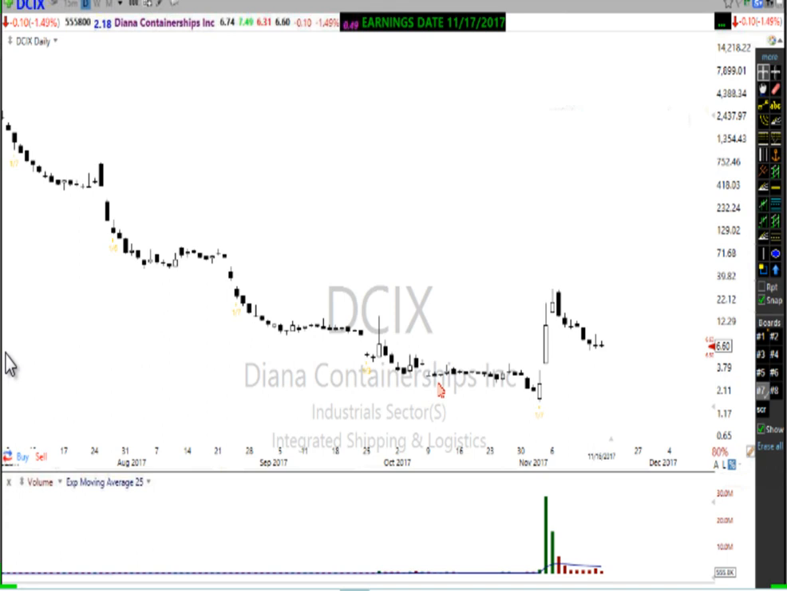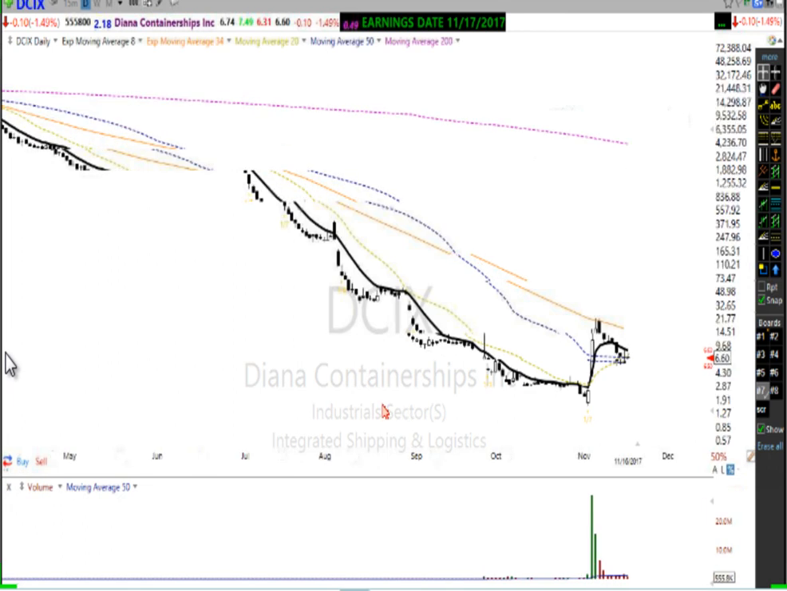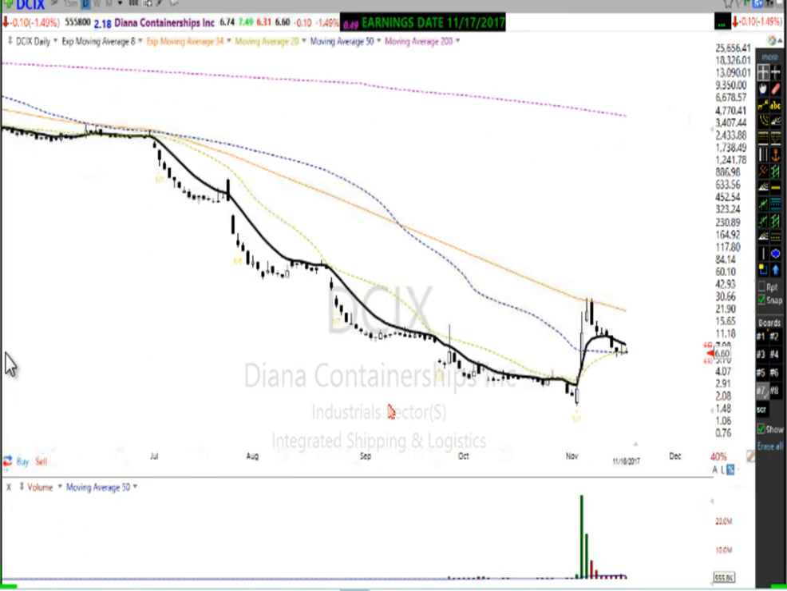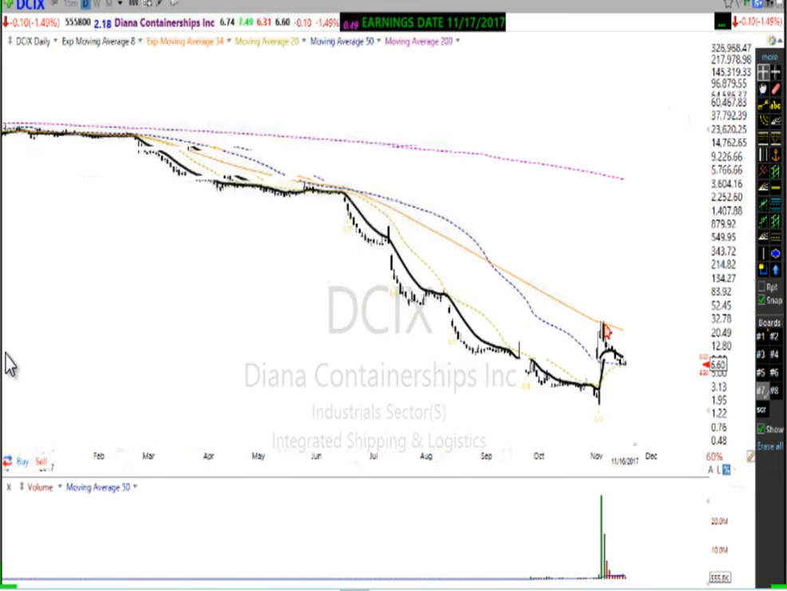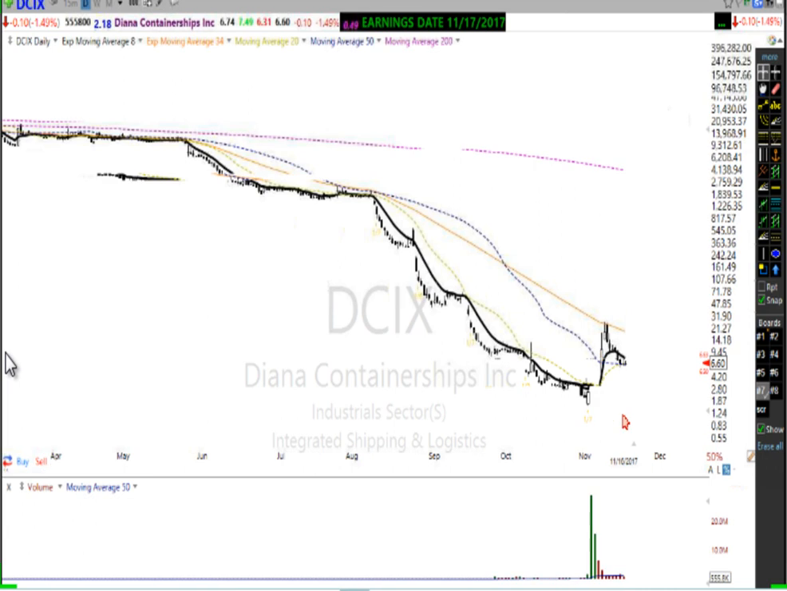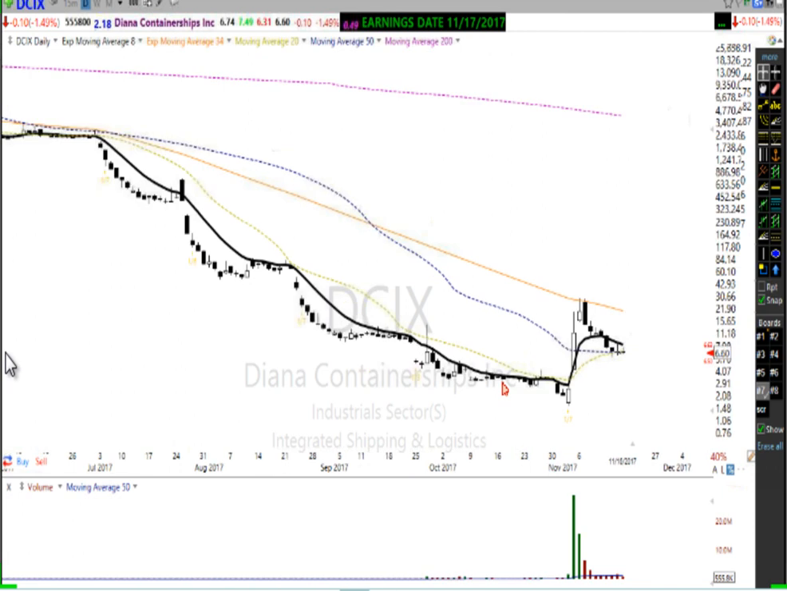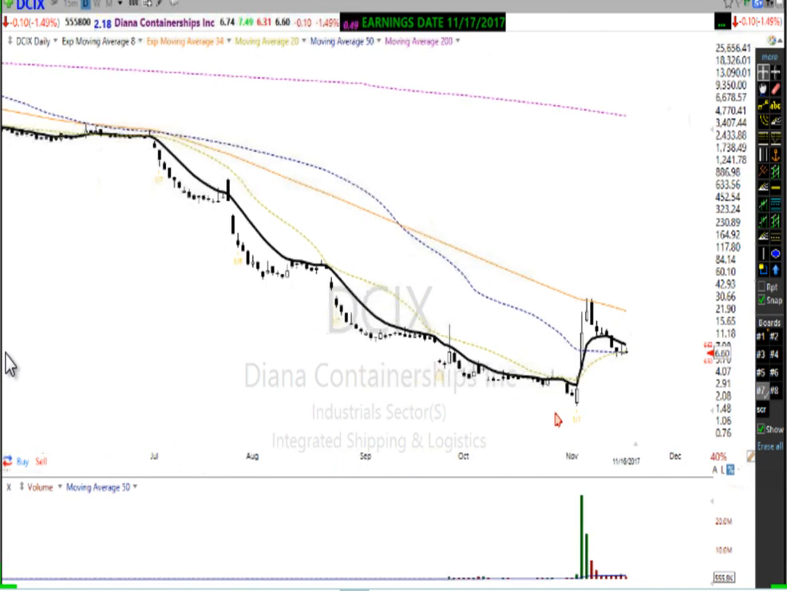DCIX is what we call a rounded bottom breakout type pattern. The stock's been trending lower. This big move here popped it above the 50-day moving average, pulling it back. There's no buy signal here. I'm not interested in this trade at all at the moment. And I'll tell you honestly, this looks more like a stock that got pumped and dumped.